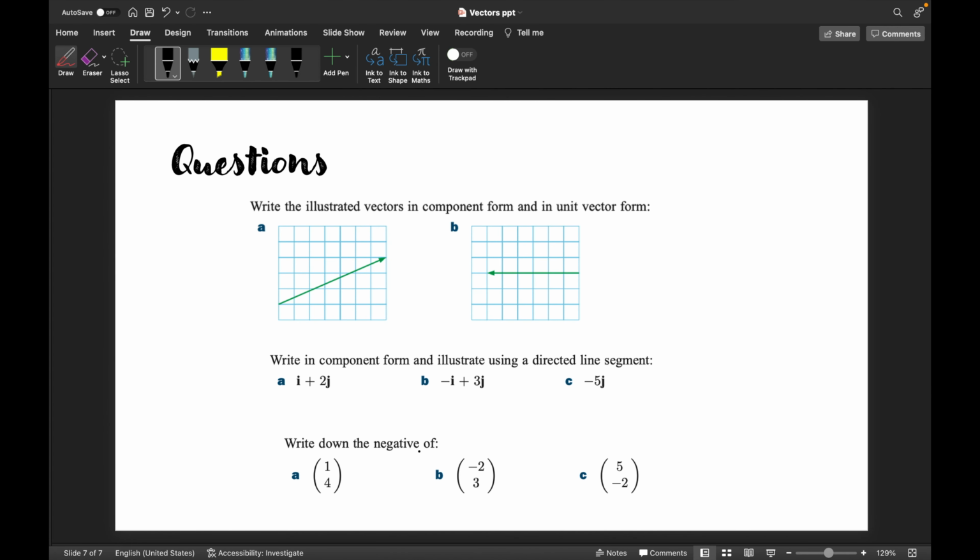And we have to write down the negative of this. It's just going to be minus 1. We just have to put negative, negative, negative, plus, negative, negative, plus. You just have to negate it, and that's all.